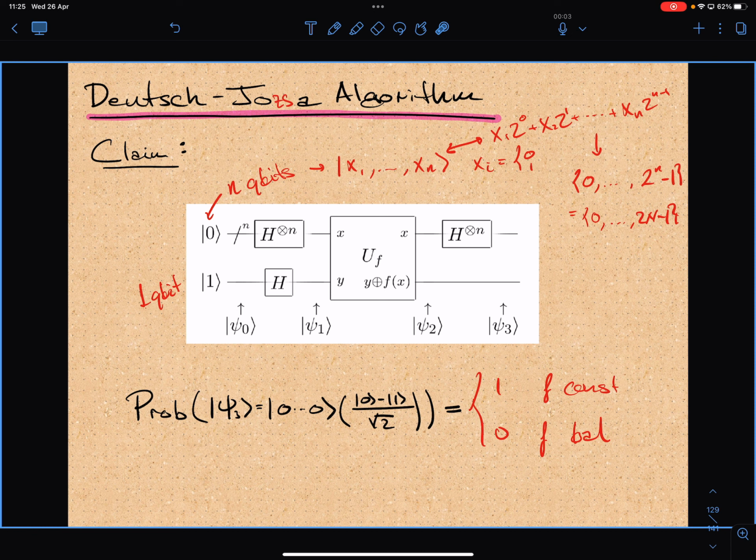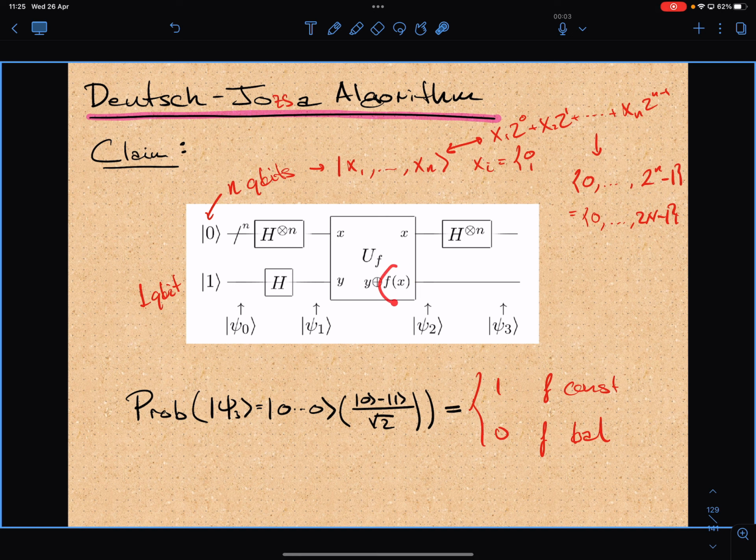And then here we have an operator. This is the Hadamard gate, which we worked with last class. And we have another operator here that takes x and passes it straight through as the identity, and takes y and transforms it to y plus f of x mod 2. So this is going to be either 0 or 1.